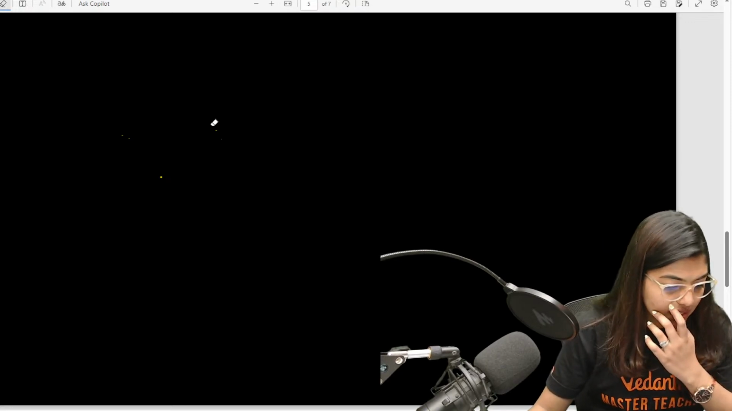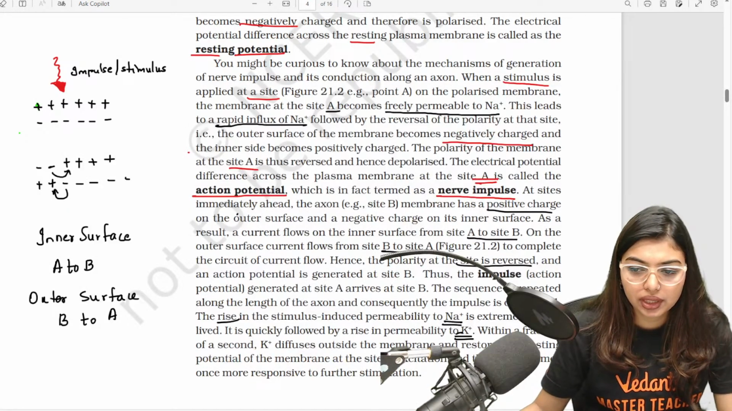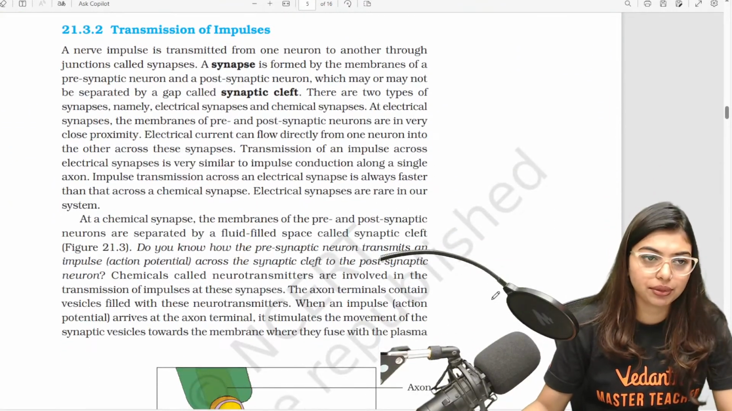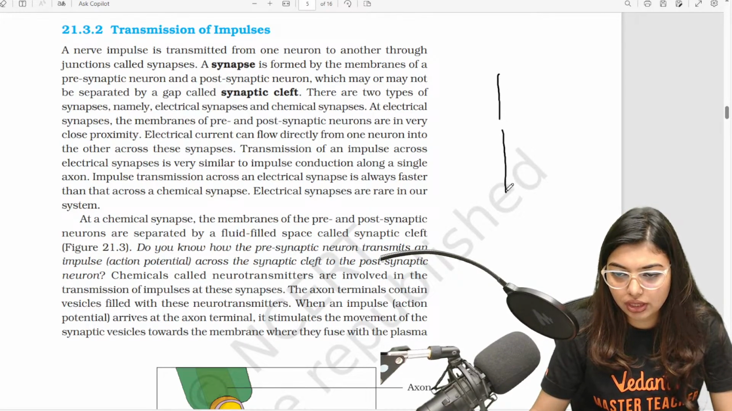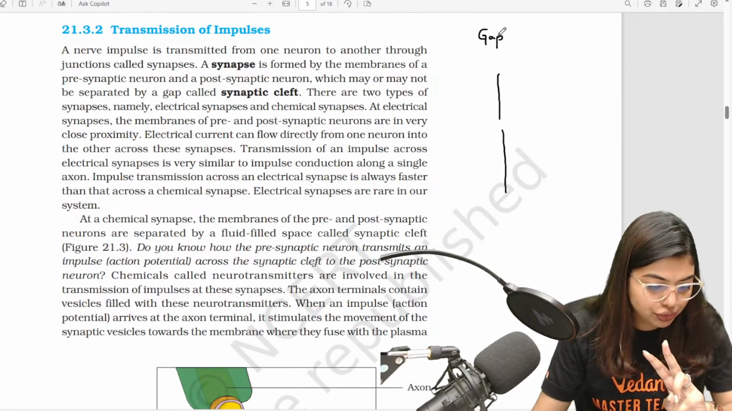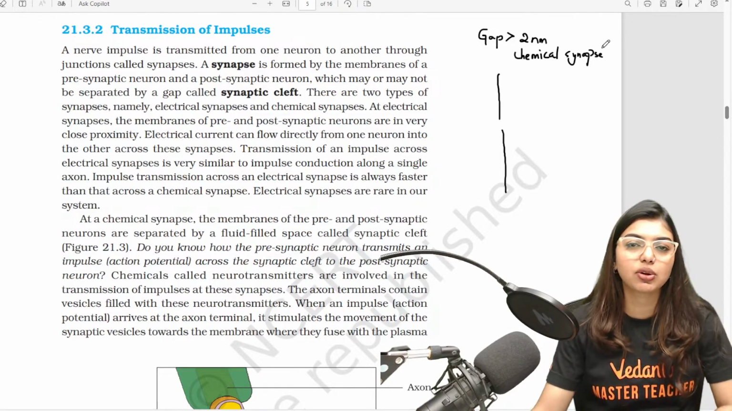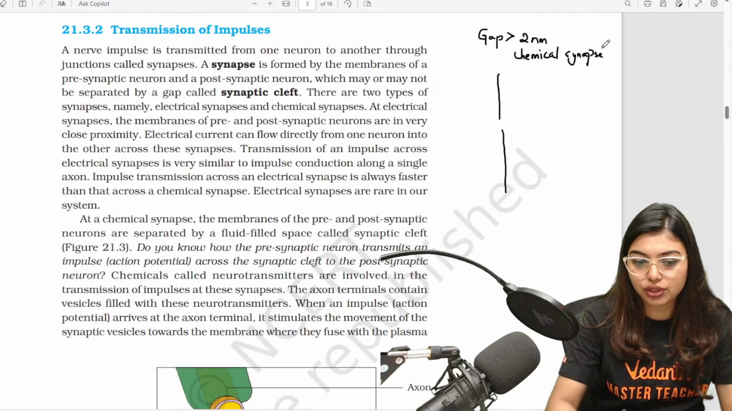Okay, now we have done transmission, right? Saltatory conduction, I will come to that. So here we understood how polarization is going to happen. Now transmission of impulses. So students, remember that this is a neuron, this is a neuron. If the gap between two neurons is going to be less than 2 nanometer, an electrical synapse is going to happen. If the gap is more than 2 nanometer, a chemical synapse is going to happen. Chemical synapse means we are going to use a neurotransmitter for the job.